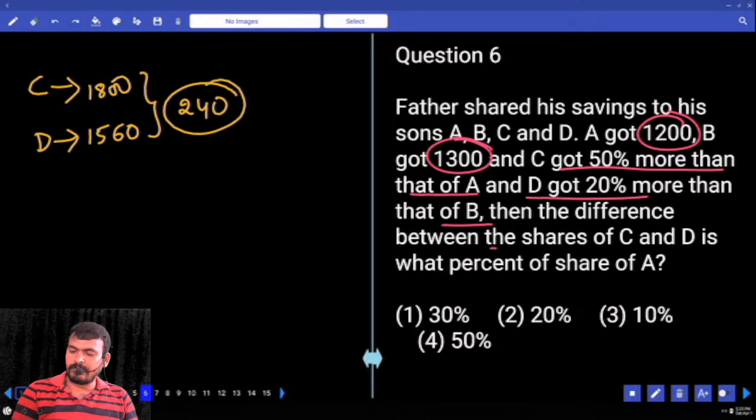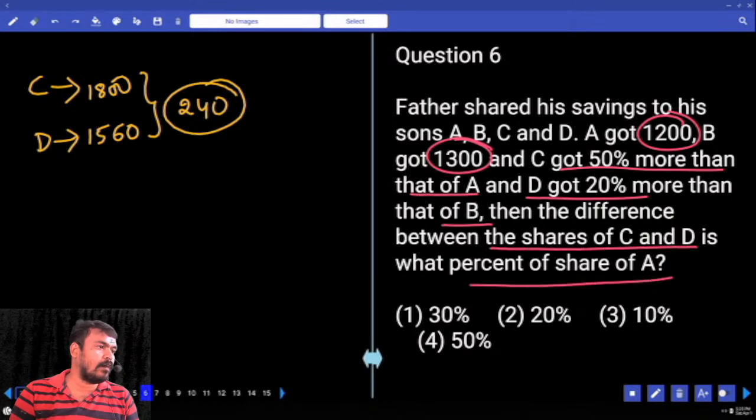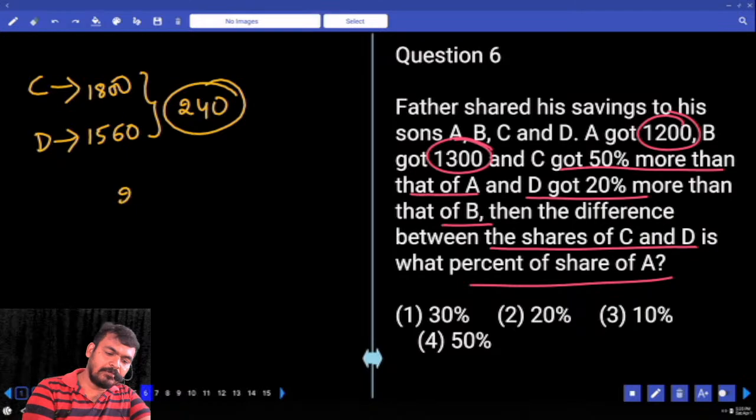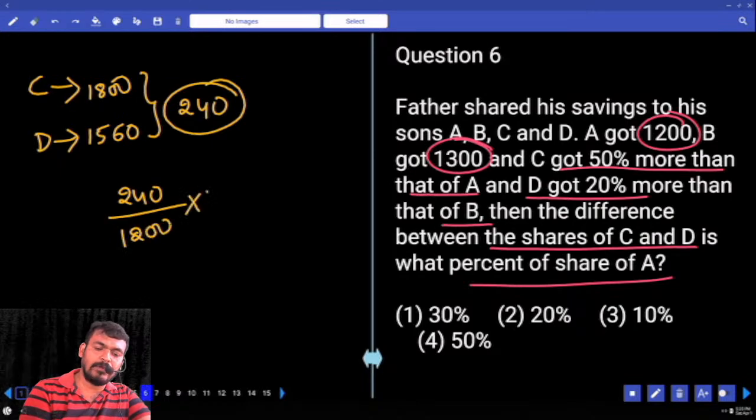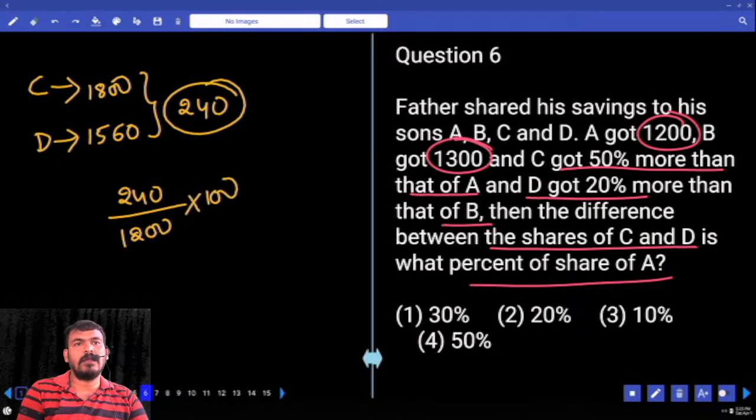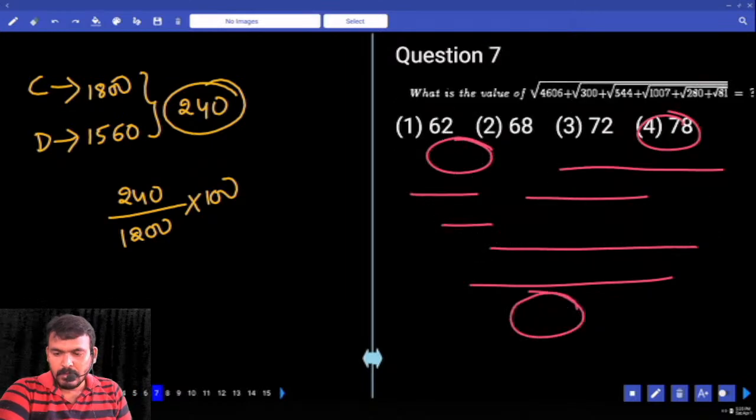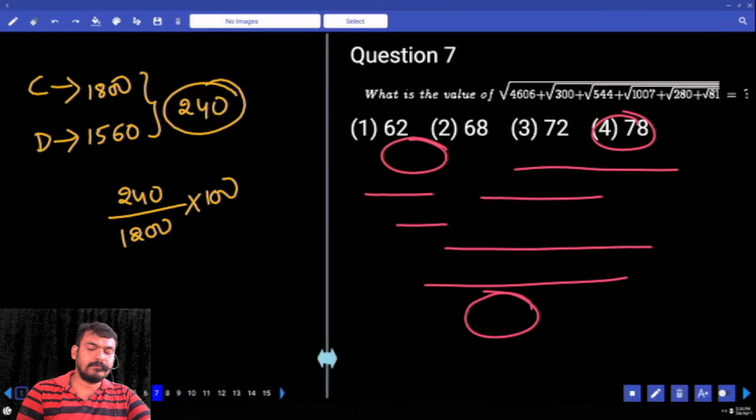What is the question here? Difference between the shares of C and D is what percent of share of A? What is the C and D difference? 240. It is what percent of A value? What is the A value? 1200 multiplied by 100. It is almost 20%. Next question number 7.